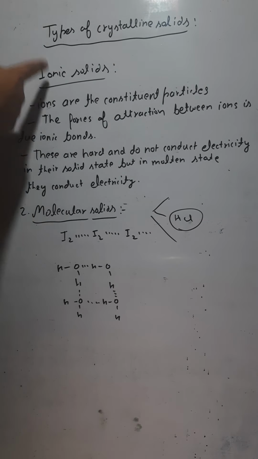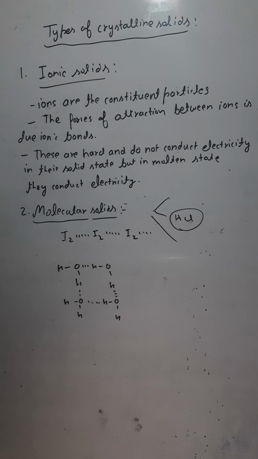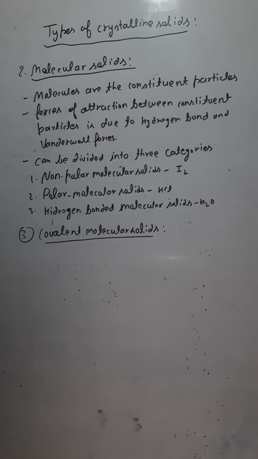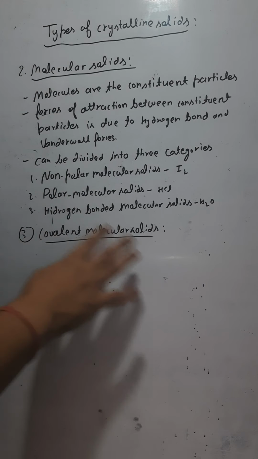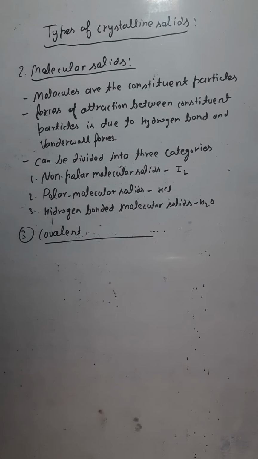First you write about these ionic solids. Now let me write about the molecular solids here. So this is all about the molecular solids. The third category of the crystalline solids is the covalent solids. So what are the covalent solids?